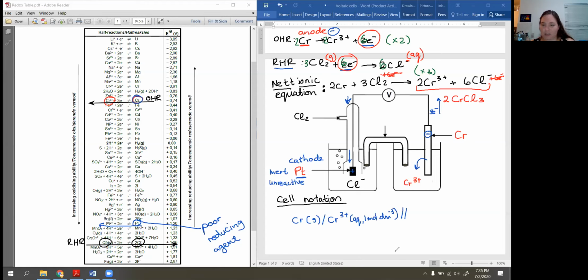I'm going to write a little and maybe it'll all fit. Double / salt bridge. Then I write Cl2 gas / 2Cl minus. Please note, it doesn't actually matter if you leave off that 2. If you just make it Cl minus, that 2 is optional. Then it'll be aqueous 1 mole per decimeter cubed. I'm writing very small here because I need to fit it in.